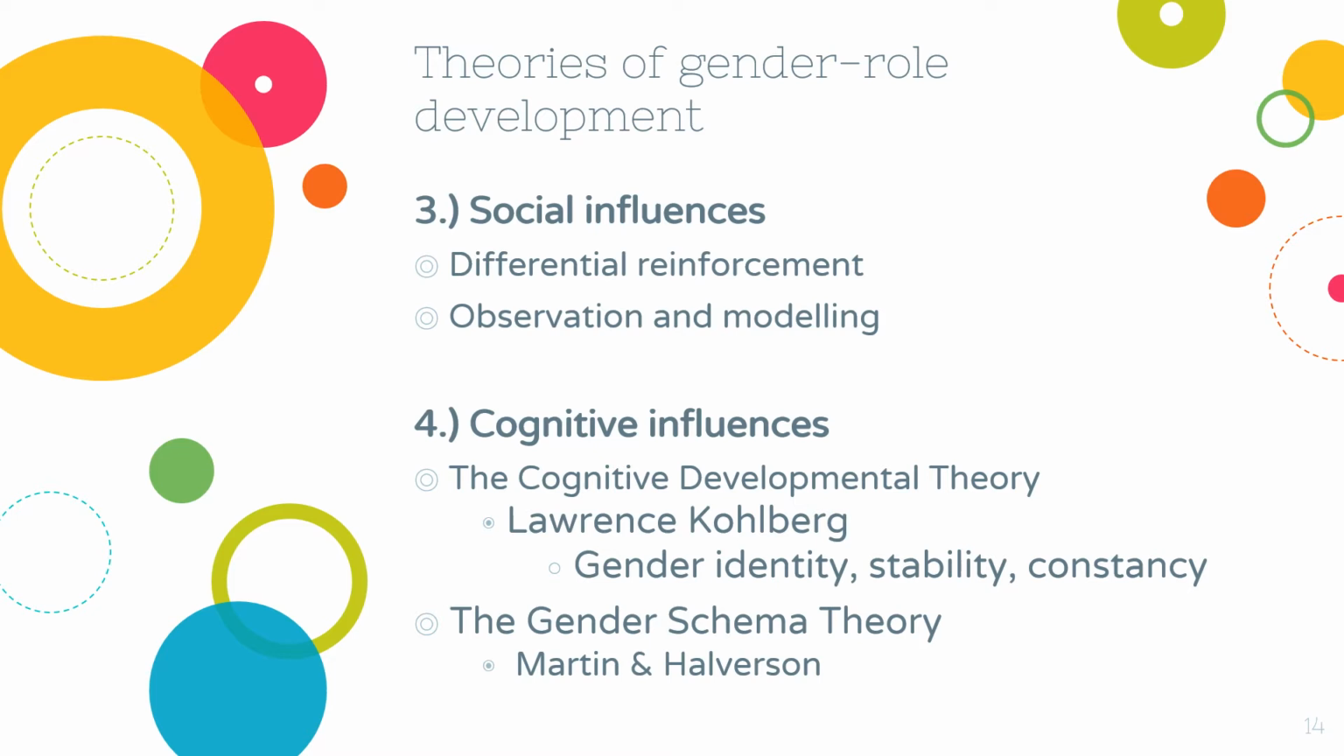Now, according to cognitive theorists, the child's developing cognitive skills are important in gender role development. Cognitive theories focus mainly on the ways in which children understand male and female gender roles, and on their view of themselves as male or female. Two theories will be discussed: the cognitive developmental theory and the gender schema theory. The cognitive developmental theory. Now, this was initially proposed by Lawrence Kohlberg.